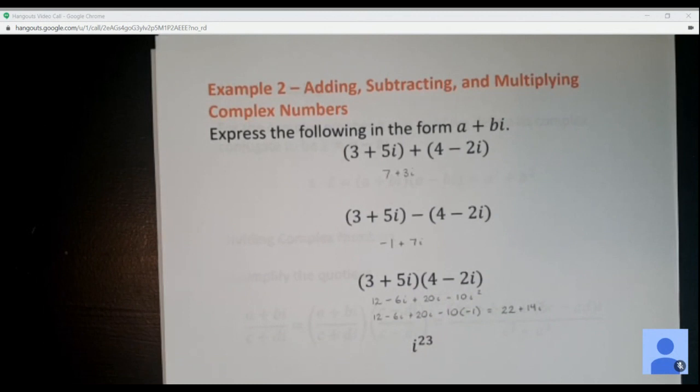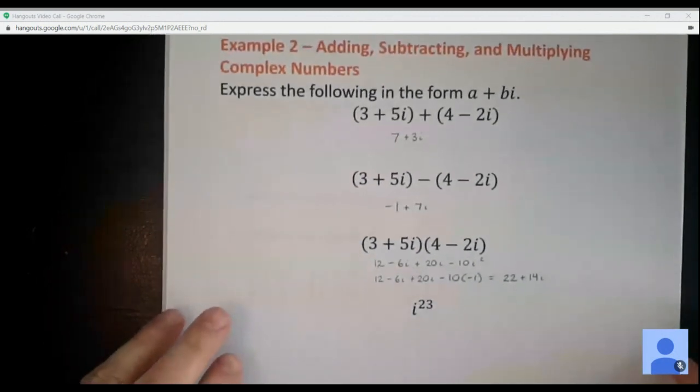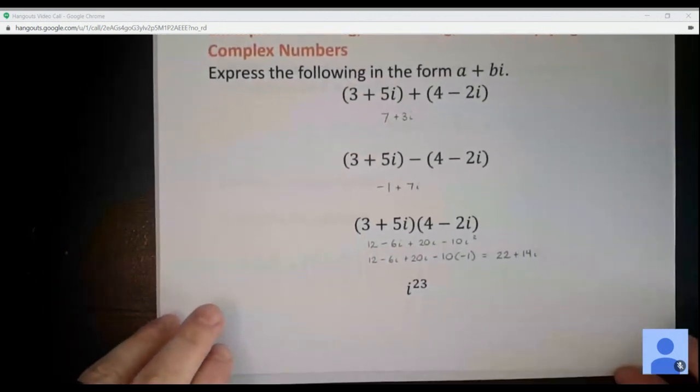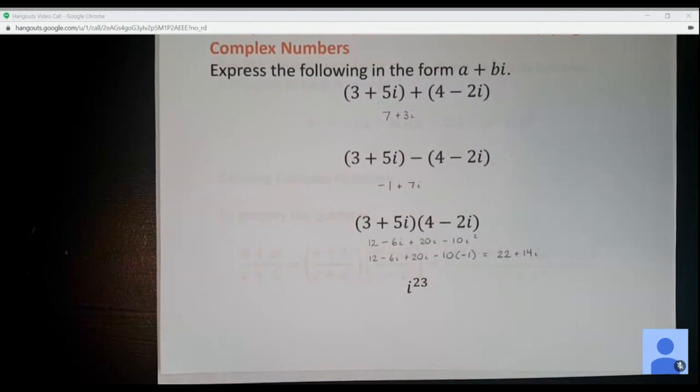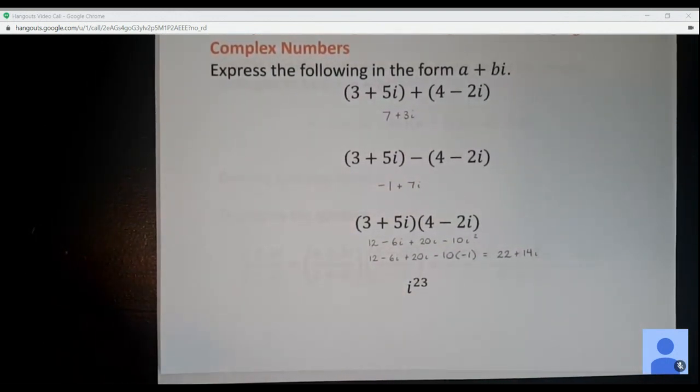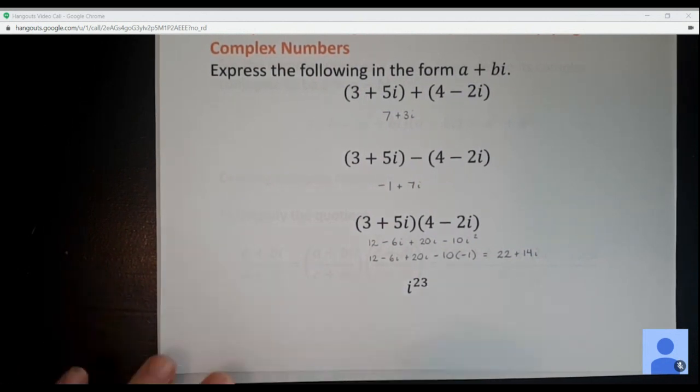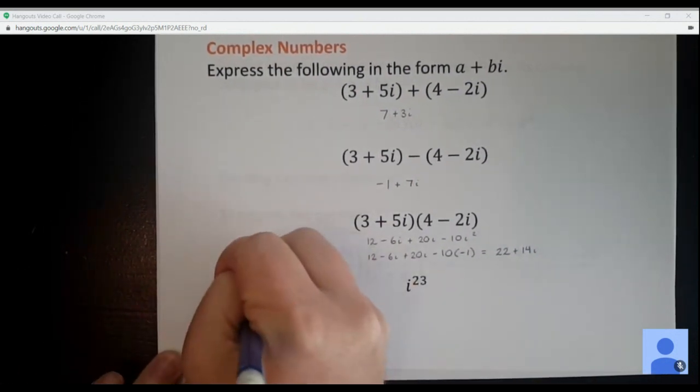All right. Now, this last one's the fun one. All right. So we've got i to the 23rd power. So here's what I want to do. I'm going to start by just saying, let's go through and do like i to the second power, i to the third power, i to the fourth power, right? And just keep going just to see if maybe we can recognize any kind of pattern there. And then we're going to try to take that pattern and figure out what i to the 23rd would be equal to.